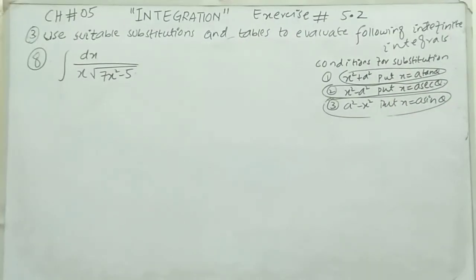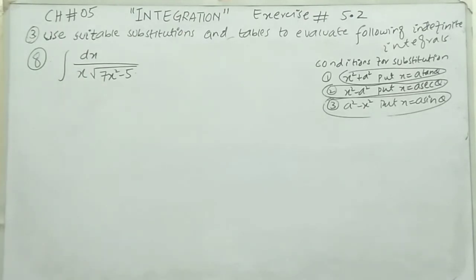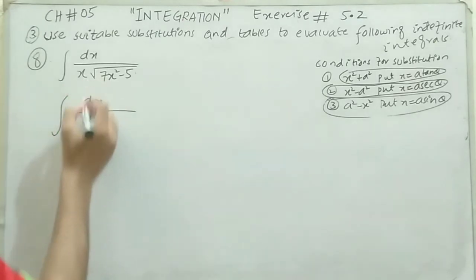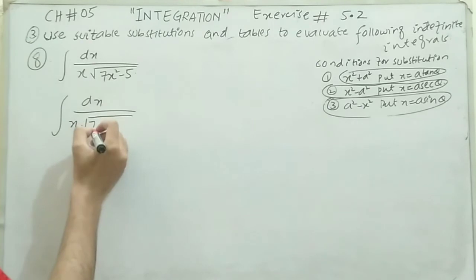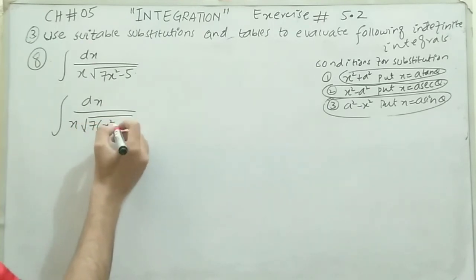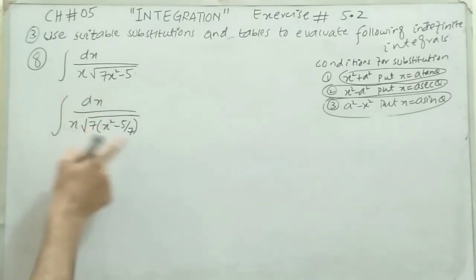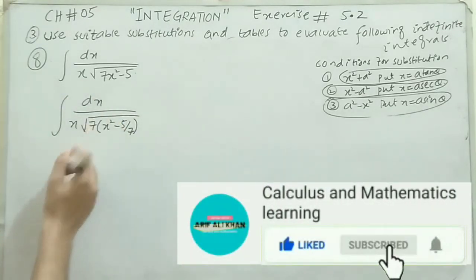Now move to the last part of today's lecture, part number G, and this is the last question of exercise number 5.t. Integral of dx divided by x times the square root of 7x square minus 5. How can we solve? Let's move to our solution. dx divided by, here is x. So inside, let's suppose I take out a 7 common. Inside we are left with x square and minus 5 divided by 7, because 7x square and 7 cancel out with 7, we are left with minus 5. After this, take out 1 over the square root of 7 common.